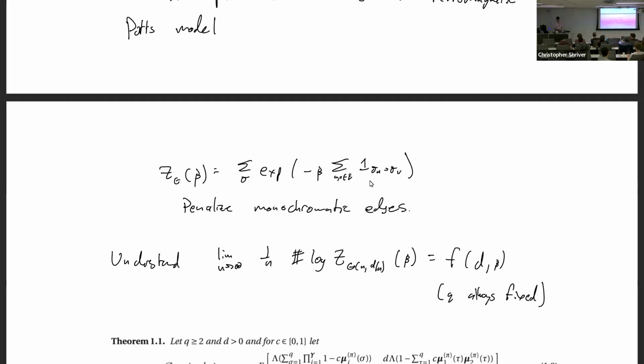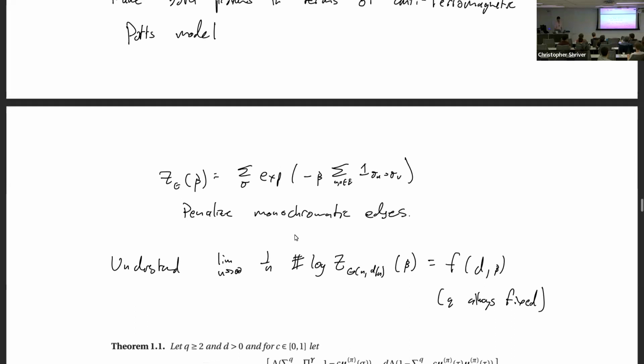But it's a positive temperature model. All configurations when beta is finite have positive probability. And what we want to understand is this free energy: the limit of 1 over n times the expectation of log Z. And Q will always be fixed.